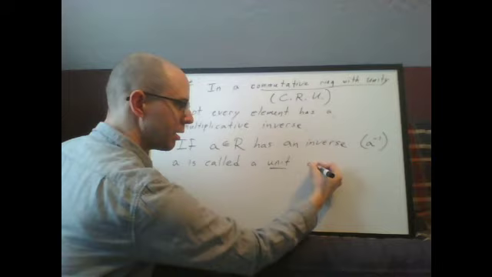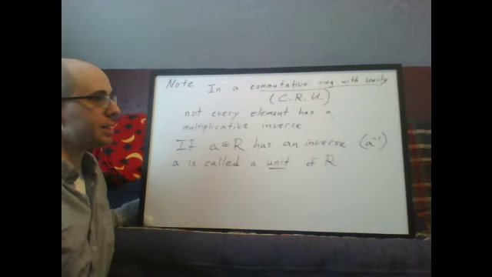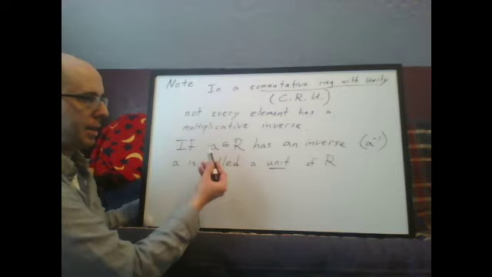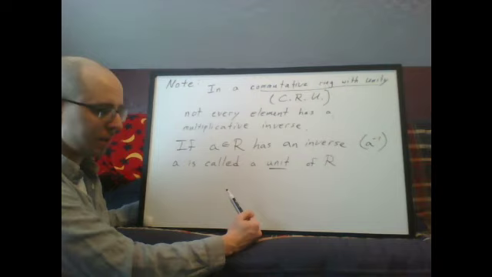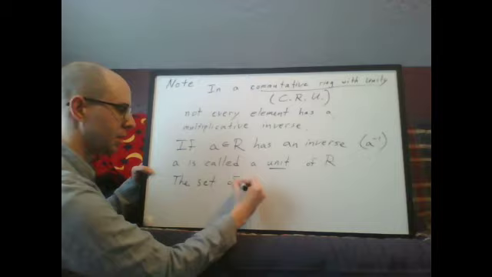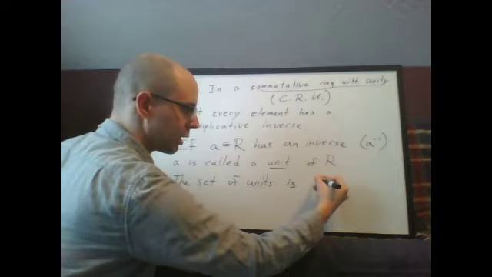So unity is the multiplicative identity element, the one. An element that has an inverse, so an invertible element, is called a unit in the ring. The set of units is denoted in our textbook U, capital U of R.